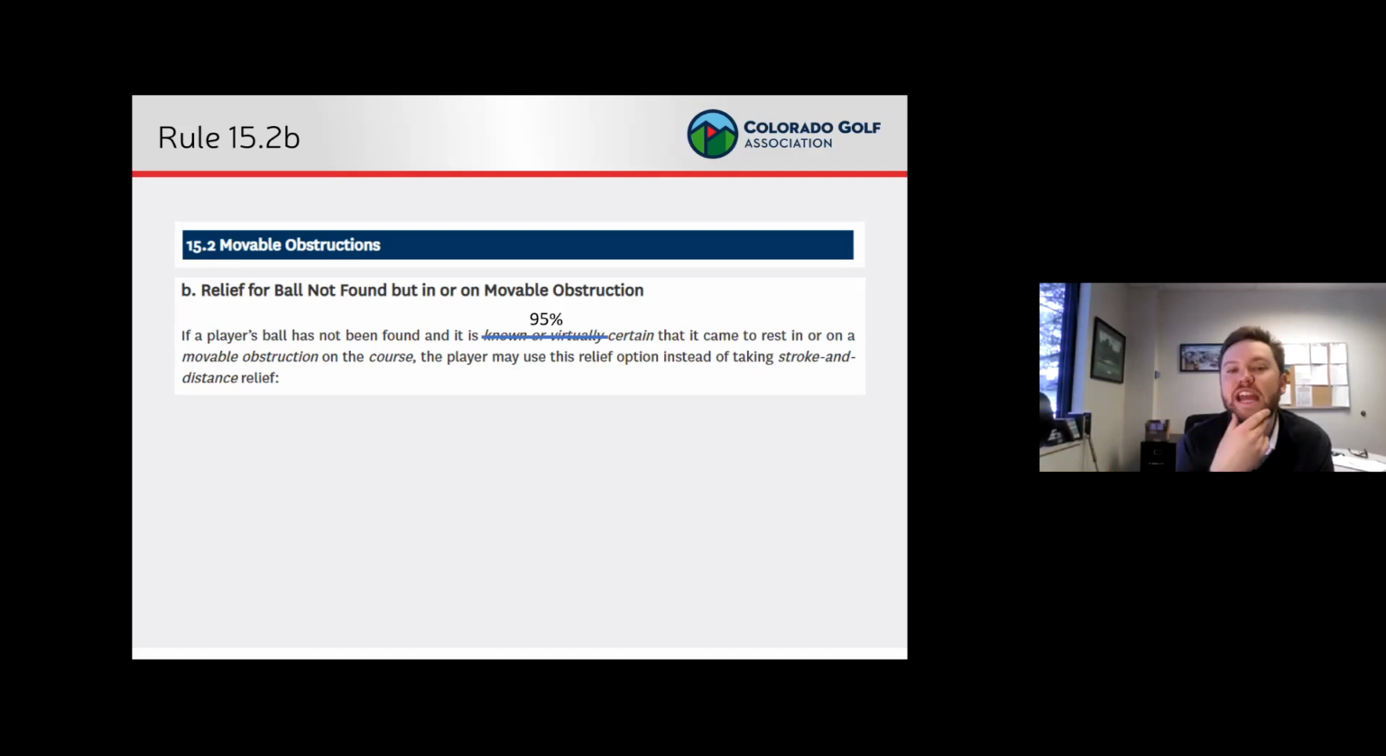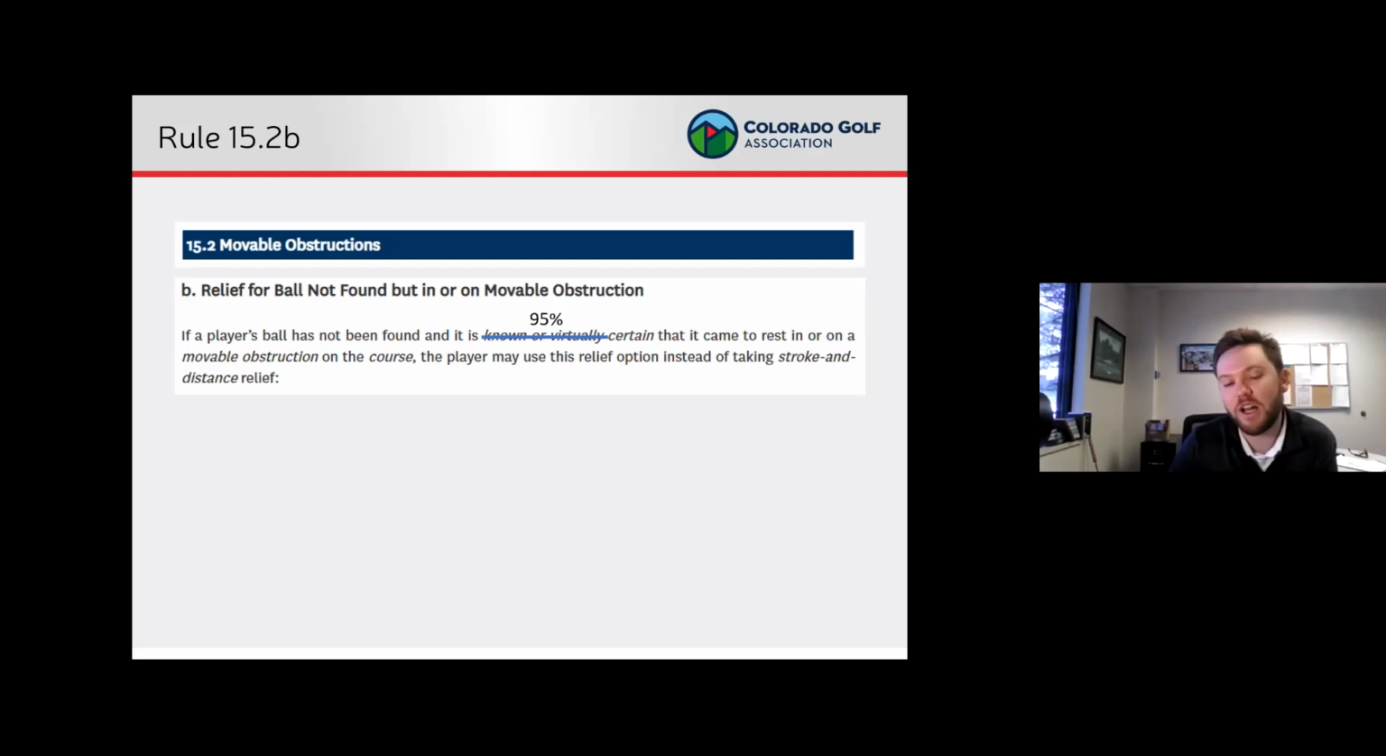Again, the player may use this relief option. They don't have to. And the only time I ever know this had happened was here in Colorado. I just heard from people along the way that a rules official was sitting in a cart and a ball flew and short hopped the cart and went right underneath it and then right up into the cart, kind of in the workings there. And the rules official was sitting there, saw it all happen, knows the ball did not go out of that area. So it must be in the cart, which is a movable obstruction. And the player was allowed to take relief because there was knowledge or virtual certainty. The official was obviously right there.